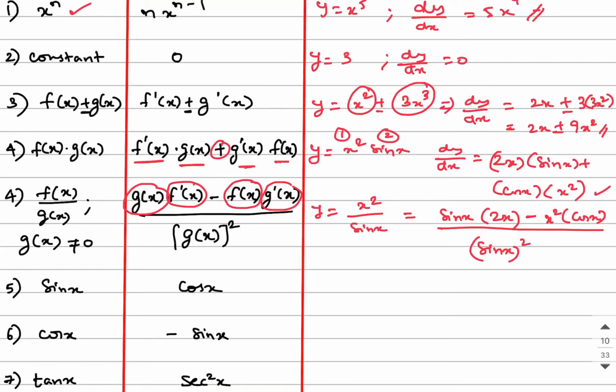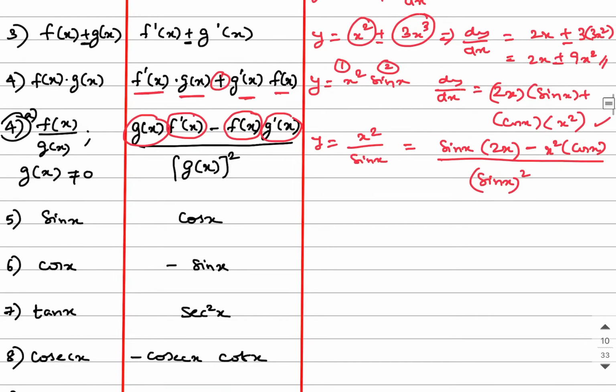Okay, let's have it as 4a. That's it. So look at the fifth one.